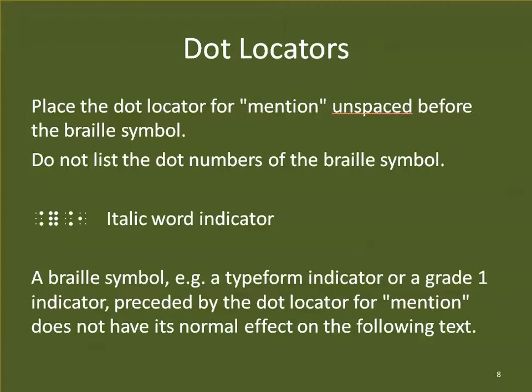A Braille symbol, such as the typeform indicator that I just talked about, or a grade 1 indicator, preceded by the dot locator for mention, does not have its normal effect on the following text. So that means that just because we introduced the, say, italic word indicator, does not mean that the next word then is in italics. The symbol is kind of dormant. We're just introducing it, we're not putting it into use.